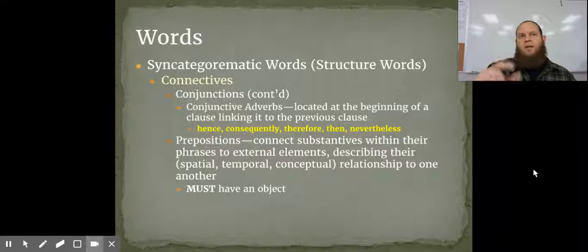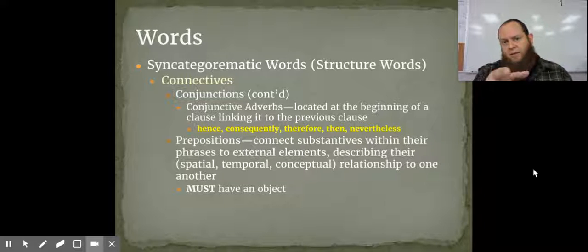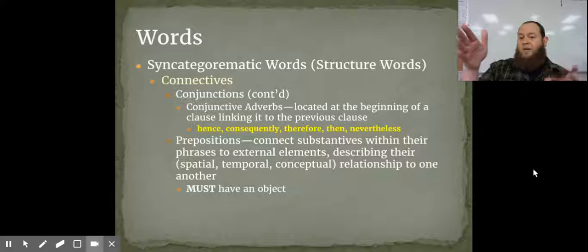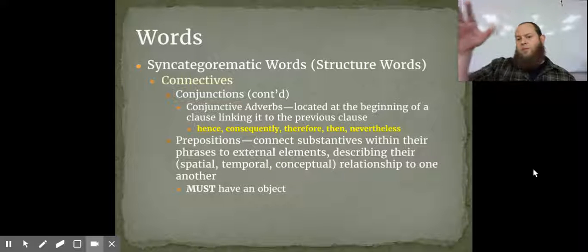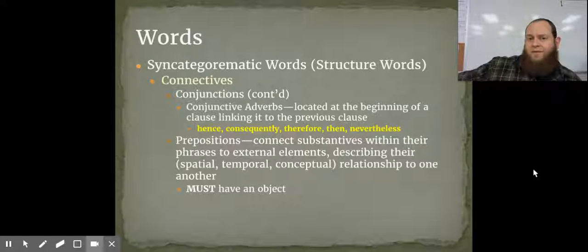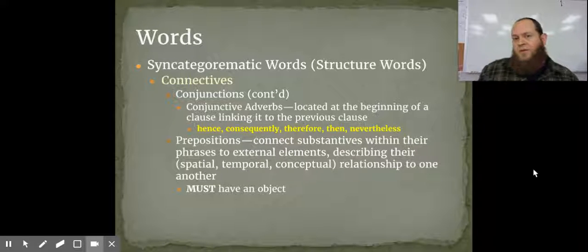And usually you see it in one of two places, either at the beginning of a sentence or following a semicolon. That's where you find these guys. Either the beginning of a sentence, so following a period, or right after a semicolon. And what these guys do, this conjunctive aspect, is that it links the clause or the sentence that follows to previous clauses or sentences.